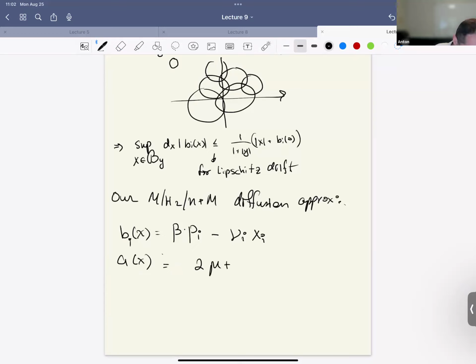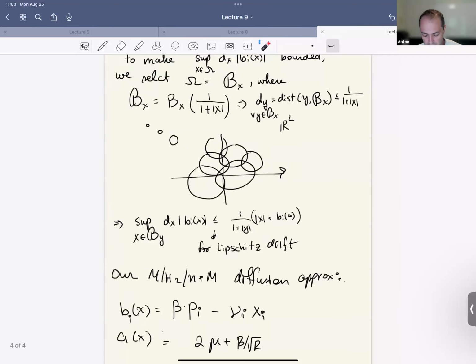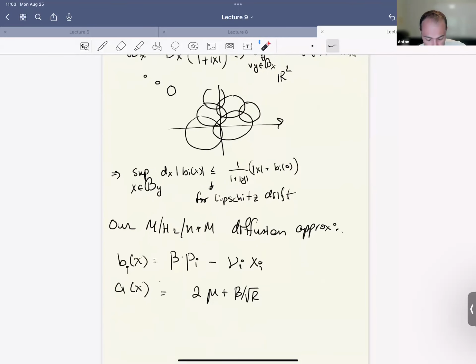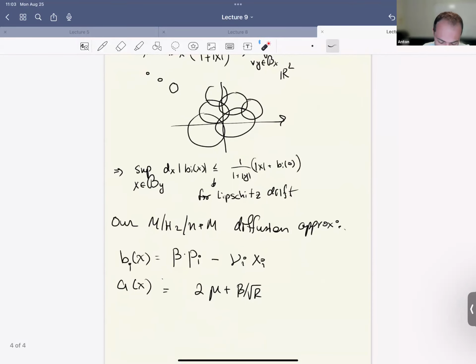Two mu plus delta beta over square root of r. Okay, so I think now that I'm going to work through the example, it'll make a lot of the pieces click, and why this theorem is so important. So let's start by looking at the diffusion.